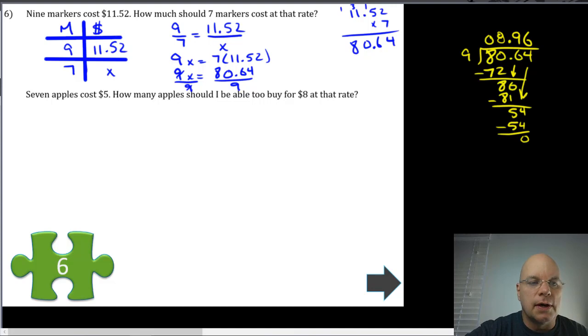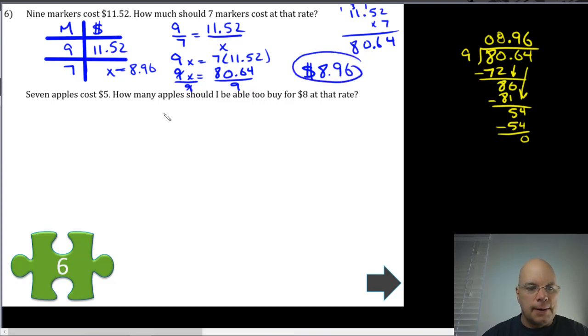So those 7 markers should cost $8.96. And you would expect them to cost less than this amount, but not too much less, because it's not like 7 is half of 9. So what I'm saying is this answer looks like a reasonable price for 7 markers based on the other price. So that makes me feel good about my answer.